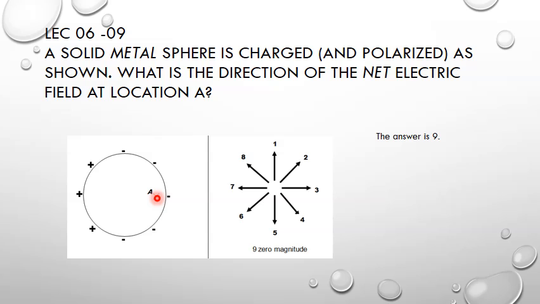I think the correct answer is 9. Why? Well, it's a solid metal sphere. Metal is a conductor. So the net electric field inside any conductor, if it's in equilibrium, has to be 0. Because whatever external electric field polarized it is going to be canceled by the electric field created by the polarized charges. And so the net field inside will add up to be 0.